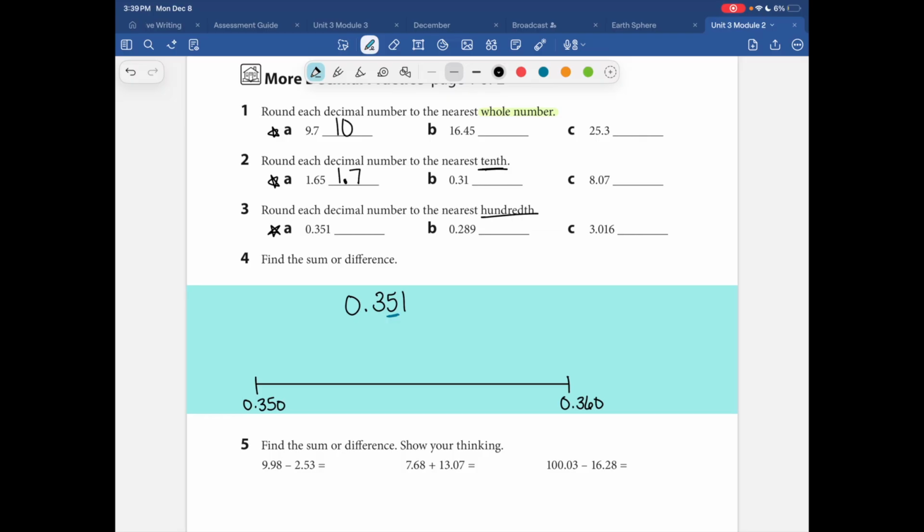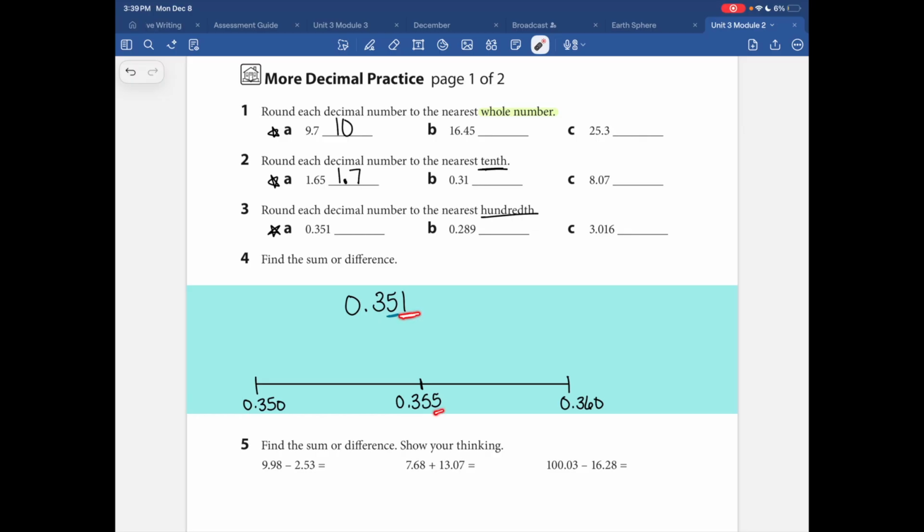I'm going to add that 0. So then I have to think again, what's halfway between 35 hundredths and 36 hundredths? I'm going to have 355 thousandths. That 5 is always going to be your halfway point. So then I have to place 351 thousandths on this number line.